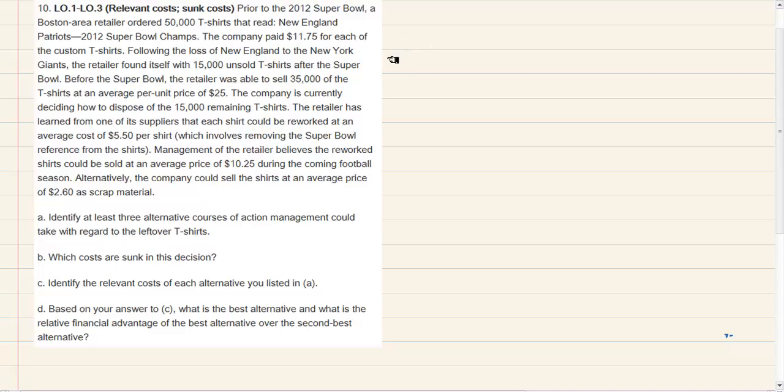Part A of your problem wants you to identify three alternative courses of action that we could take with regard to the leftover shirts. Alternative number one, we could rework and resell them. That would definitely be an option. Option number two, we could sell them for scrap.